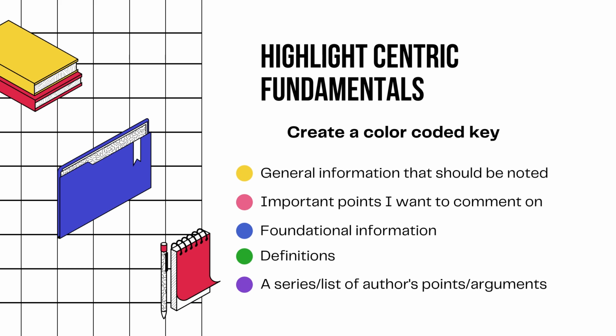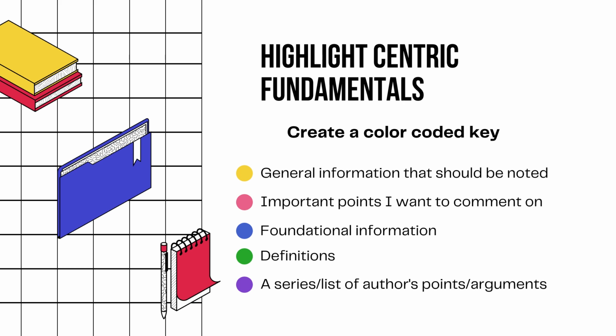So, I usually color code things. Yellow would be general information that should be noted, things that just sort of stuck out to me. Maybe I want to make a comment on it. Pink would be important points I want to comment on, especially in class or discussion, maybe in an essay, etc., etc.